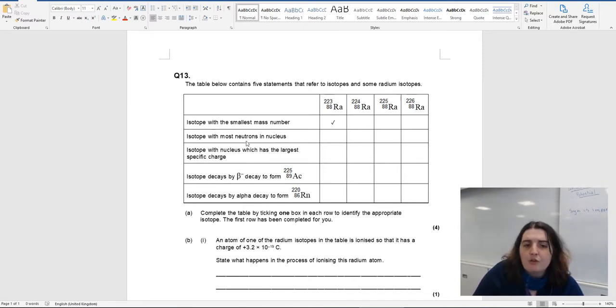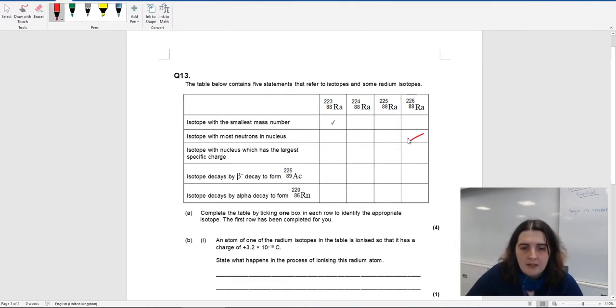The isotope with the most neutrons in the nucleus, of course, is going to be the one with the biggest mass number. Let me see if you can fill in the rest of this here. I'll give you a few seconds to have a quick go at that.